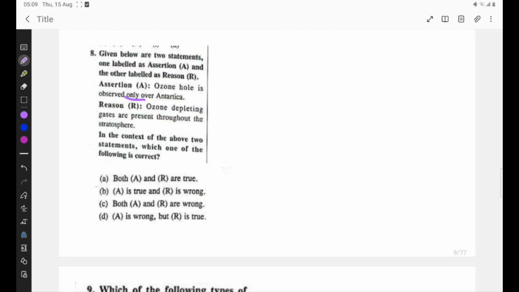Also, the ozone depleting gases are present in the atmosphere, but the concentration of these gases is variable throughout the atmosphere. So both the statements can either be true or both can be false. But this question was disputed in 2012, so this question has been cancelled. So none of the options are correct as far as this question is concerned. Let's move on to the next question.